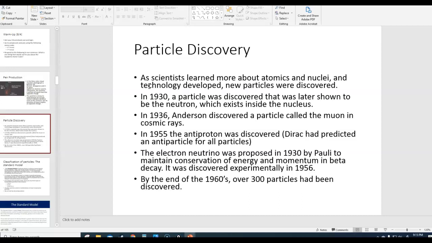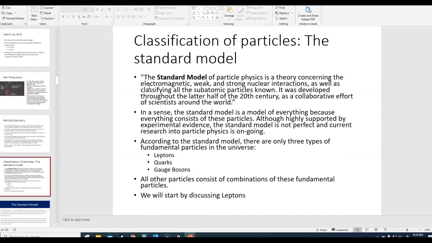By the end of the 1960s, hundreds of new particles had been discovered, and so if you thought that the only particles that existed are the proton, neutron, and the electron, you're definitely mistaken about that. We've discovered hundreds of different subatomic particles in the past 50 or 60, or really even longer, years. And the way of classifying these particles comes down to what's called the standard model.